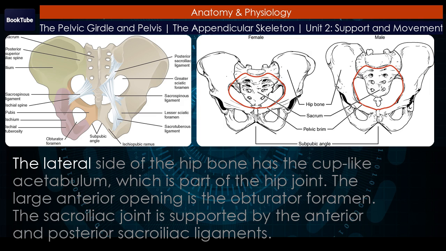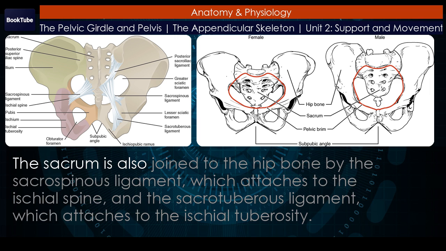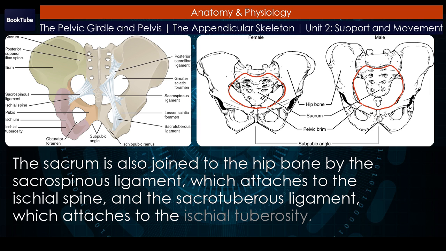The lateral side of the hip bone has the cup-like acetabulum, which is part of the hip joint. The large anterior opening is the obturator foramen. The sacroiliac joint is supported by the anterior and posterior sacroiliac ligaments. The sacrum is also joined to the hip bone by the sacrospinous ligament, which attaches to the ischial spine, and the sacrotuberous ligament, which attaches to the ischial tuberosity.